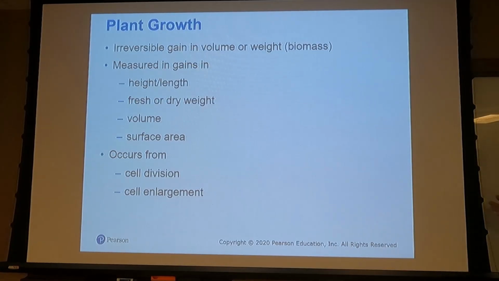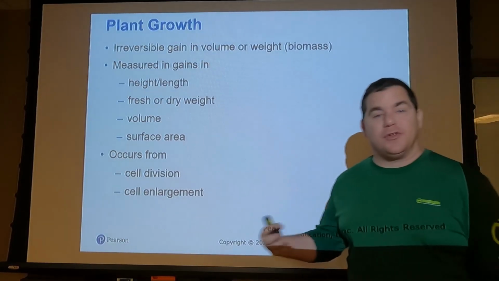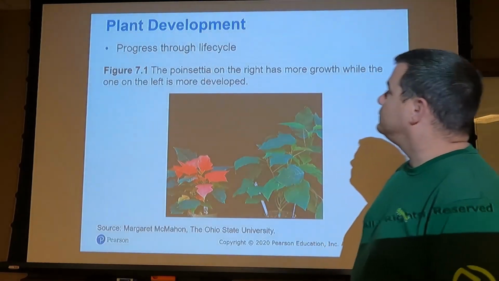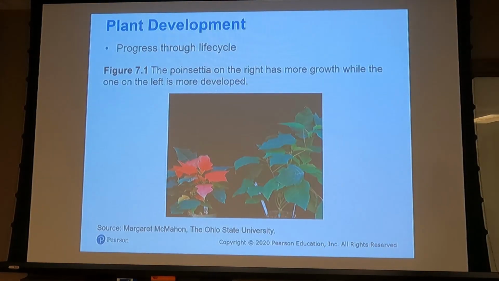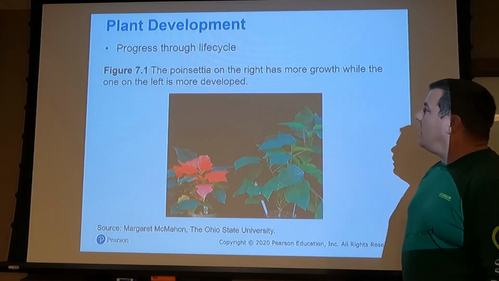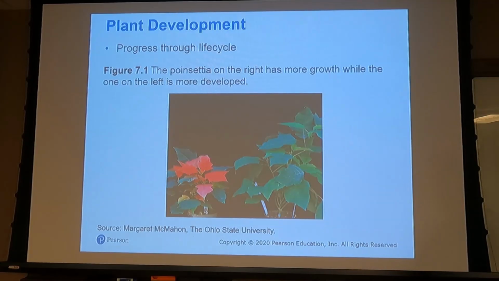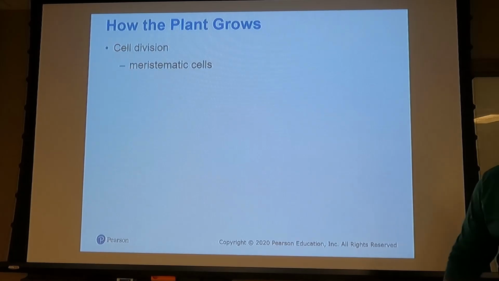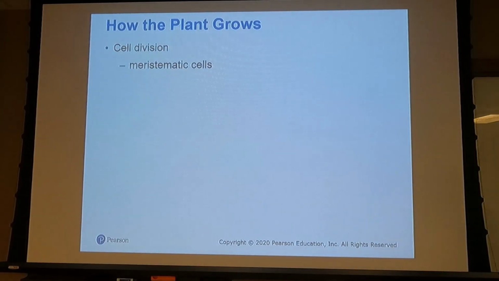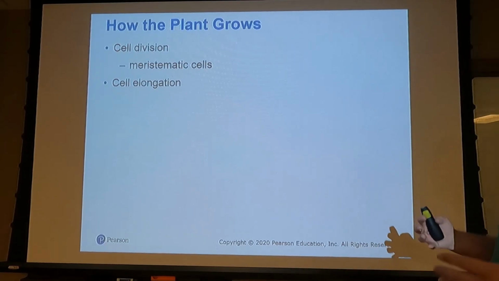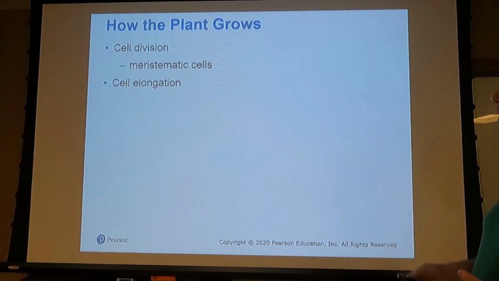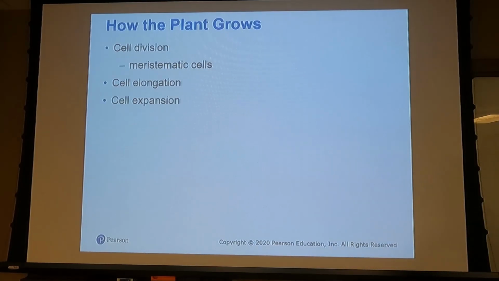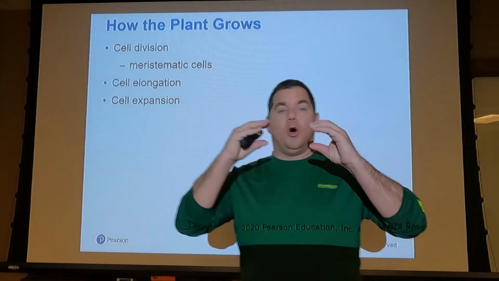Plant growth occurs because cells divide, and then those cells enlarge. This is a picture of a poinsettia. The one on the left is not as developed compared to the one on the right. So for cell division, the meristematic cells will divide. Once they divide, they will begin to elongate. Then they will expand, so it becomes kind of long and then wide.